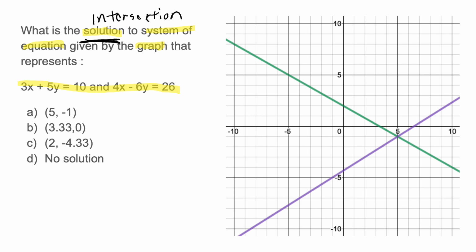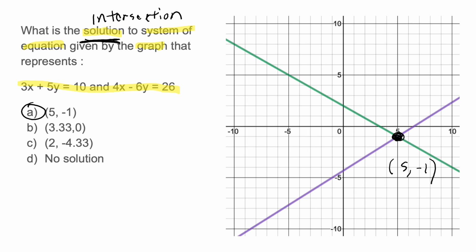So I'm going to go to my graph and I'm going to look for the intersection of the two lines. Now, I'm going to dot it right there. So that is the point 5, comma, -1. So the answer was A.